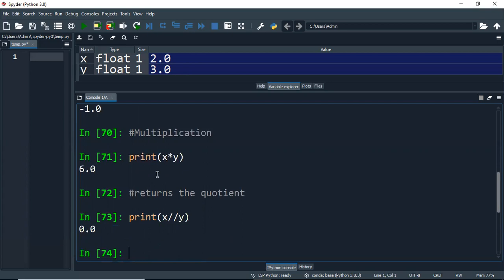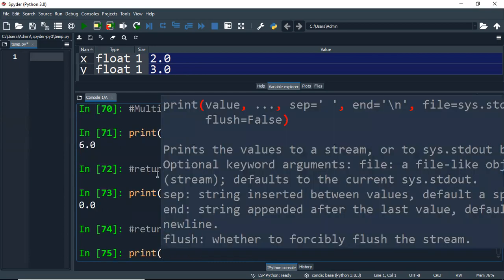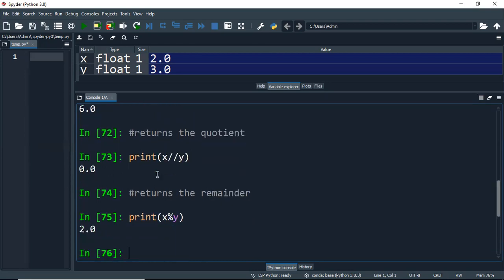Now if you want to find out the remainder, how will you do it? Let me give the comment: it returns the remainder. Print out. For this you have to use the modulo symbol. The modulo symbol is used for finding the remainder. So I am getting 2.0.